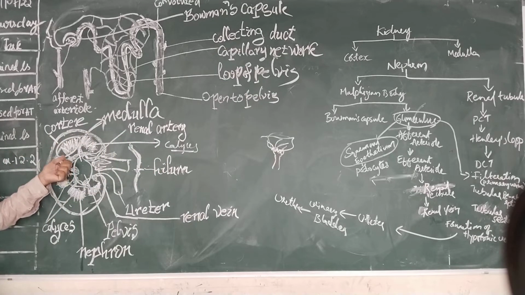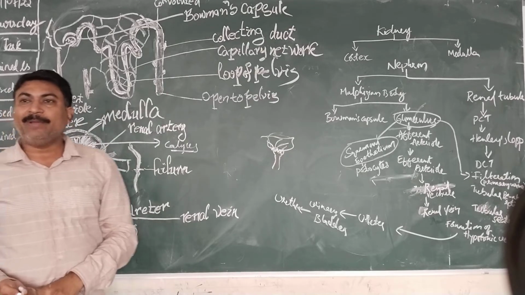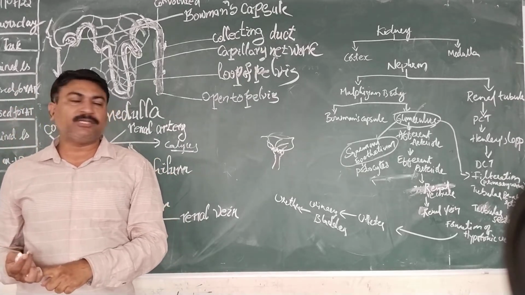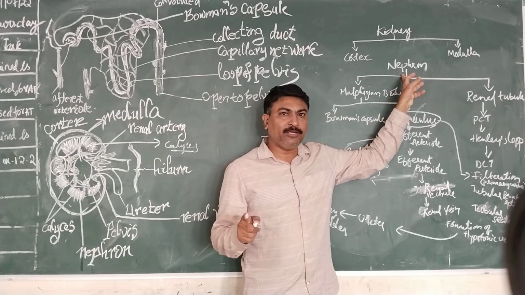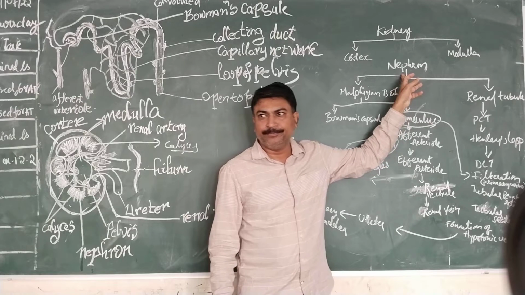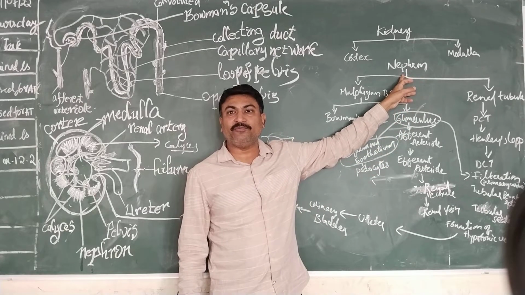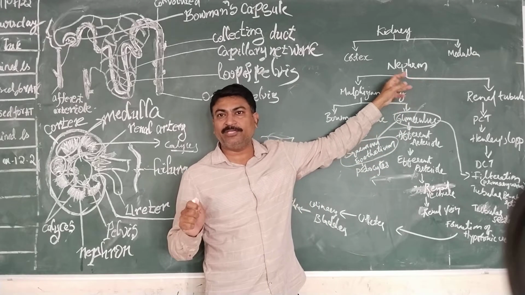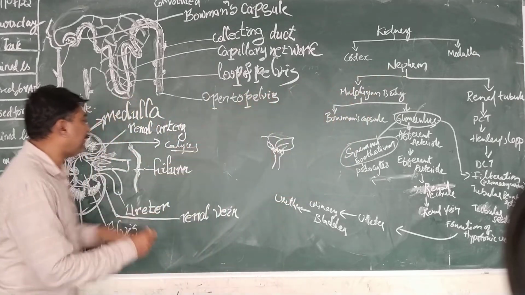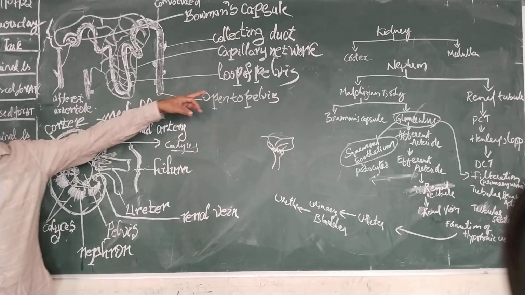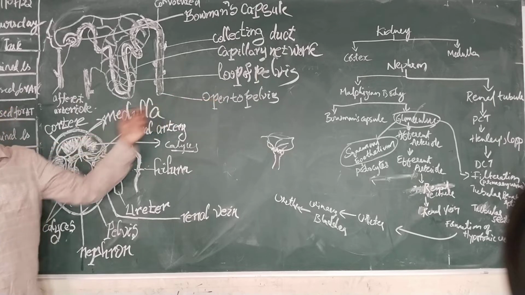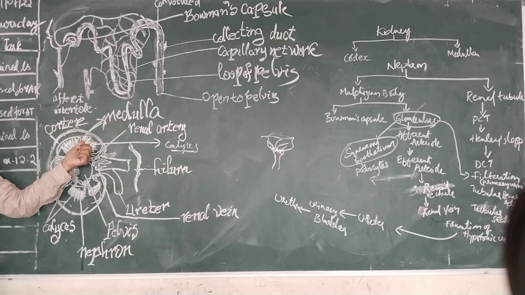Actually, this bunch of portions consists of minute microscopic parts which are called nephrons. These are the structural and functional units of the kidney. The structural and functional unit of the kidney is known as the nephron. So these nephrons are present in the outer part, that is the calyx. The small structures you see in the calyx are the nephrons.